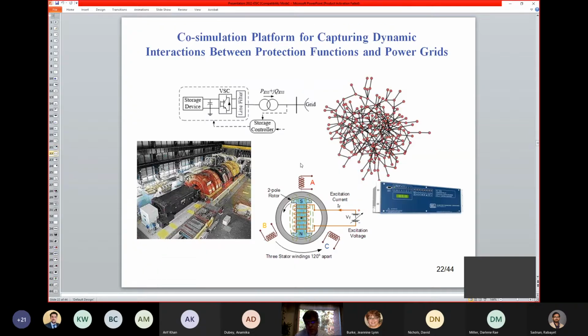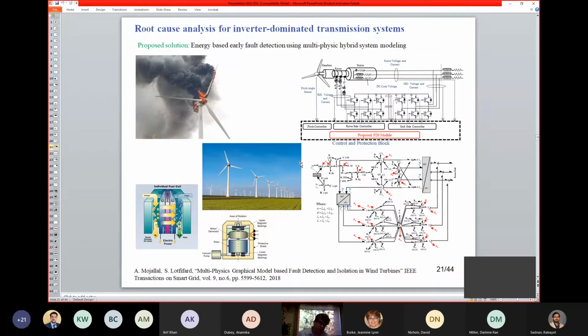So by all of this, what I wanted to convey is that fault resilience and enhancing operational security of inverter-based power grids requires new modeling, new simulation tools, and new controllers. From my point of view, that is how we should attack the problem.